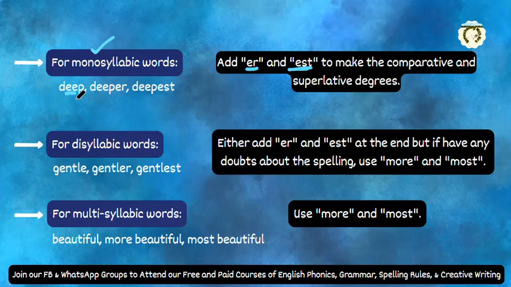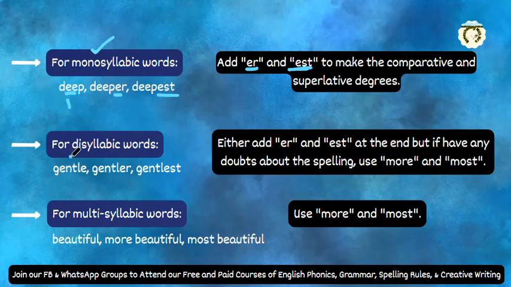For example, deep, only one vowel sound is here. The long E is here. Deep, deeper, deepest. And the same pattern will be followed by all the monosyllabic words, right? Except for the words that I showed you in the previous slide. Now we have disyllabic words. Disyllabic words are words in which we have two vowel sounds or two syllables.